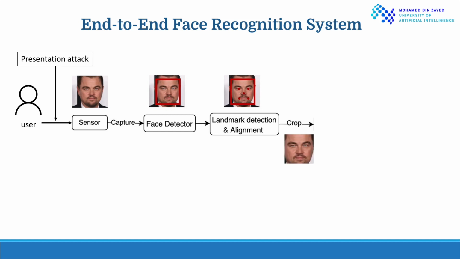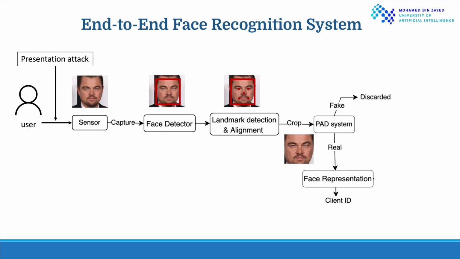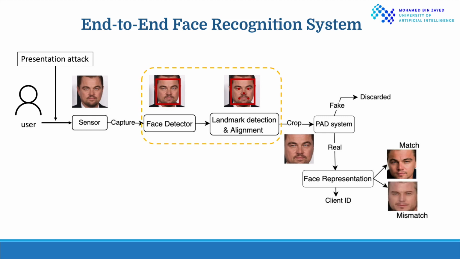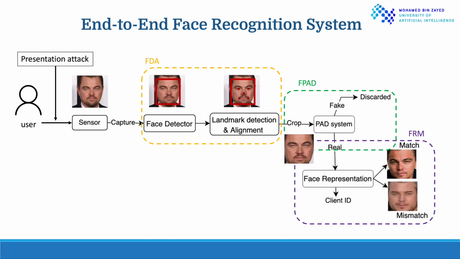After that, the face region is cropped and classified by the presentation attack detection system into a fake image that will be discarded, or a real face that will go through the face matching module to verify the identity of the user. All these parts are summarized into three modules: face detection and alignment, face presentation attack detection, and face representation and matching.